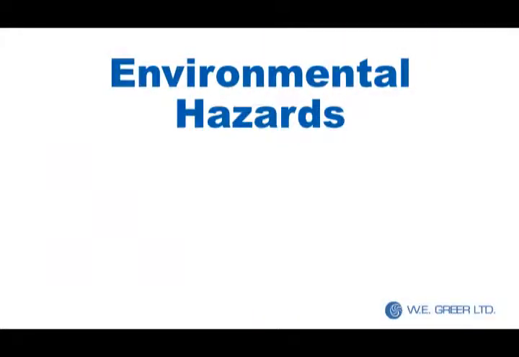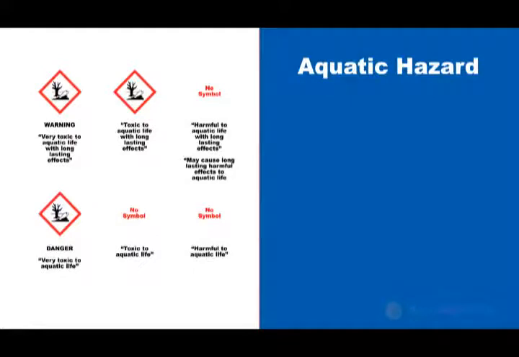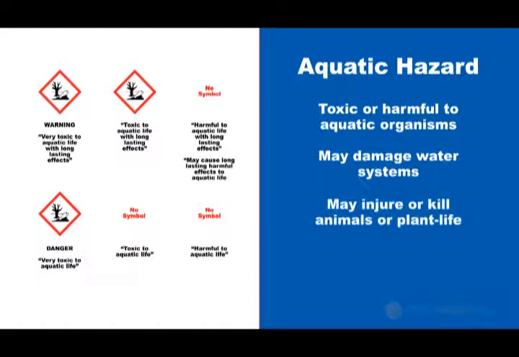The final group of classes belong to environmental hazards, which affect our environment, including the aquatic environment and the ozone layer. Hazardous to the aquatic environment involves chemicals that are toxic or harmful to aquatic organisms. They may damage water systems or injure or kill animals or plant life. As with human health, there are two toxicity types: acute or short-term exposure effects, or chronic, which is long-term exposure effects.